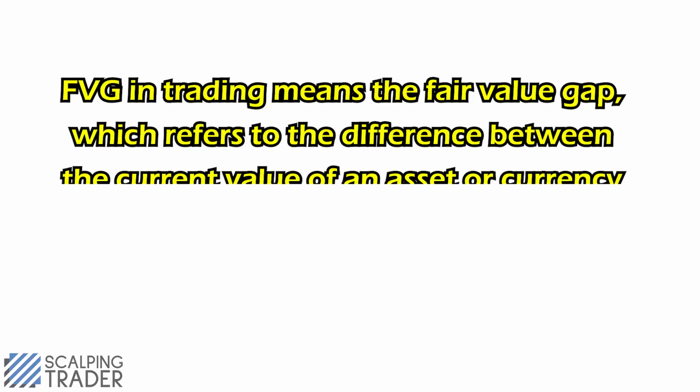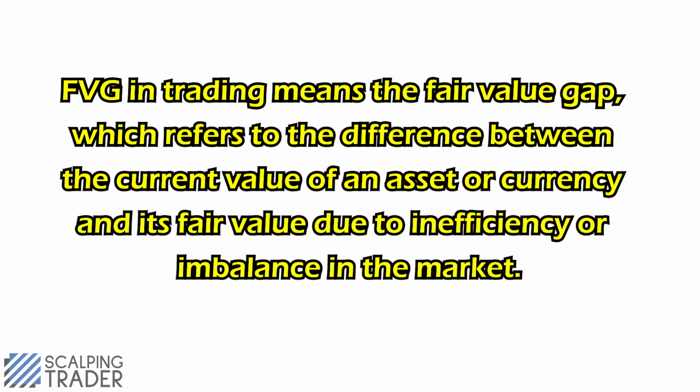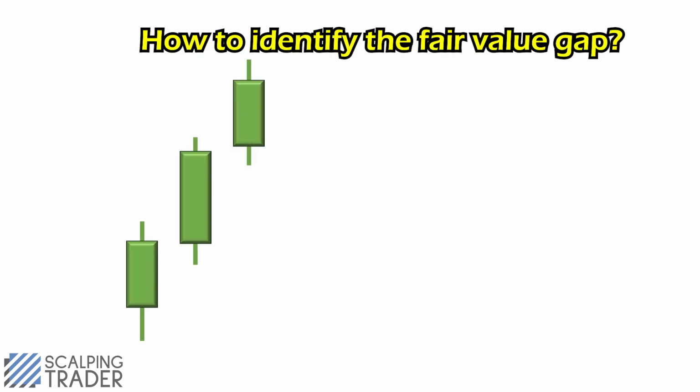FVG in trading means fair value gap, which refers to the difference between the current value of an asset or currency and its fair value due to inefficiency or imbalance in the market. How to identify the fair value gap? On a chart, a fair value gap appears in a triple candle pattern when there is a large candle whose previous candle's high and subsequent candle's low do not fully overlap the large candle.